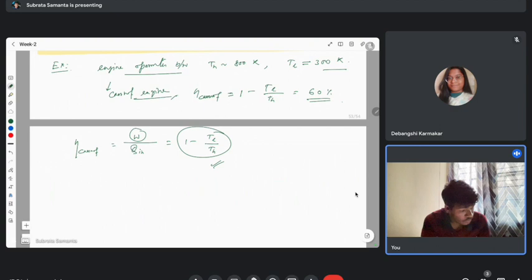Okay, one more thing is the criteria of reversibility and the concept of entropy. So one more thing we have to discuss.